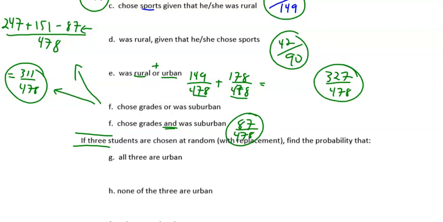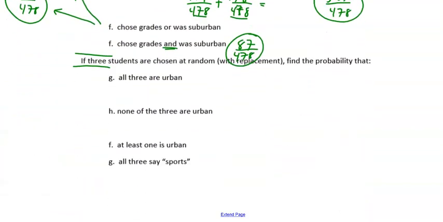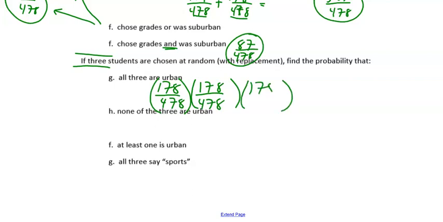Okay, so all 3 are urban. So urban were 178 out of 478. That's the probability that if I choose one at random, I get an urban student. And then I put that guy back. And then what's the probability that I get another urban student? Well, it's the same because we put him back, and it would be the same again. Of course, we could just raise that to the 3rd power.